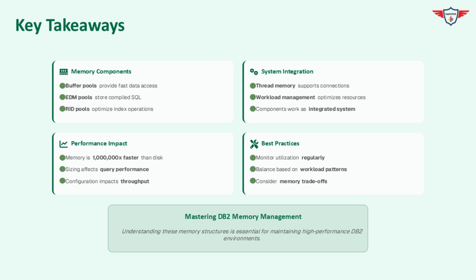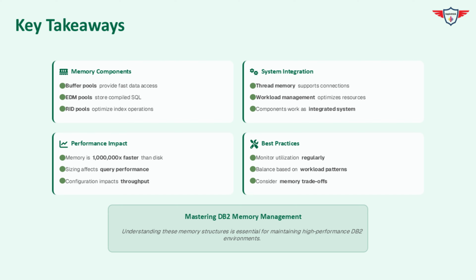Second, remember that these components work as an integrated system. You can't optimize one component in isolation. Changes to buffer pool sizes affect other memory requirements. EDM pool efficiency impacts overall CPU utilization. Thread memory allocation affects your concurrency capacity.